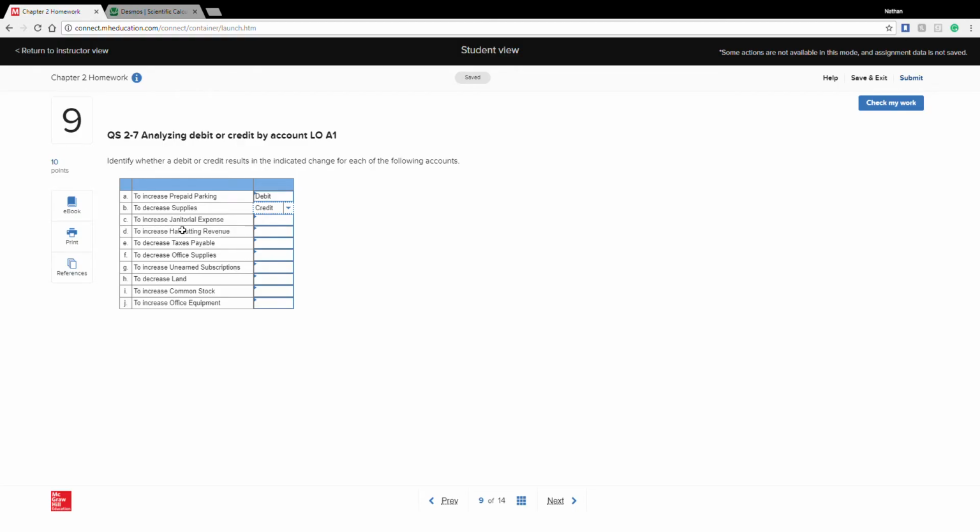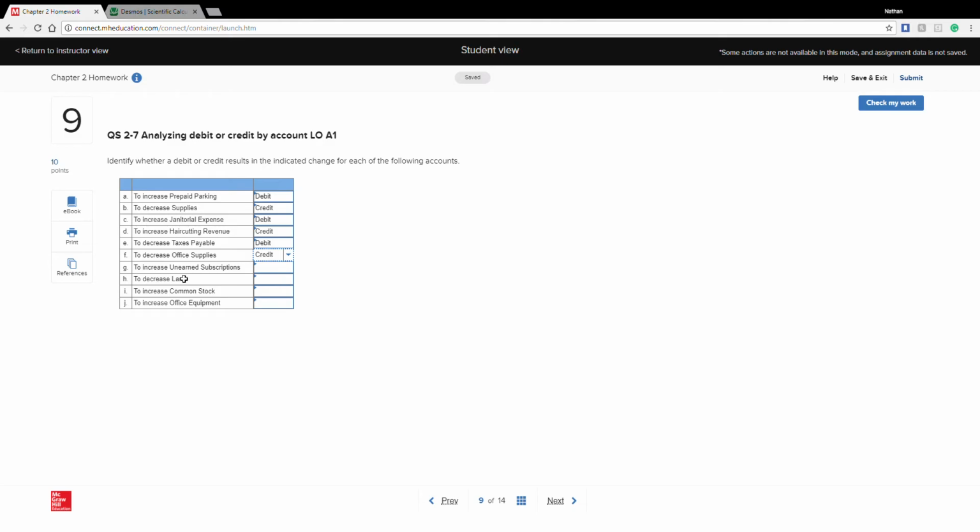To increase janitorial expenses. So to increase an expense, that's its normal balance. So it's going to be a debit. To increase haircutting revenue, again, keywords revenue. Since it's revenue, it must be credit to increase. Here's a payable. We're going to decrease the payable. So to decrease payables, again, it's debits. To decrease office supplies, that must be a credit. Supplies accounts are the same, both assets.